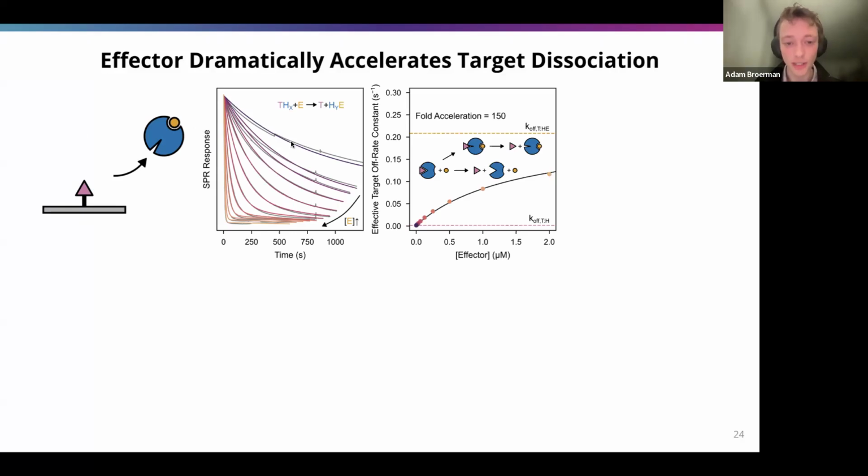And so when we actually do this experiment, we indeed see that the base rate of dissociation of the target is quite low. But as we increase the effector concentration, that dissociation rate gets faster and faster, which is exactly what we hoped for. It was a really exciting day when we got this result.